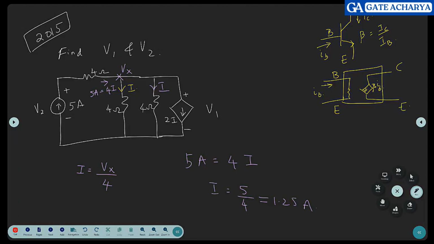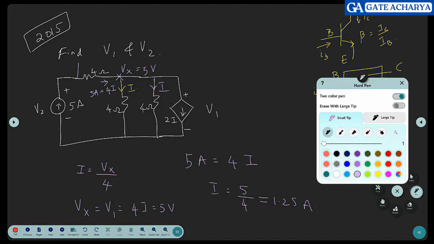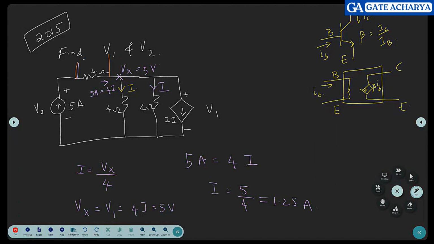So how about, I think you have got the answer. What is I? I is 1.25. So Vx is also equal to V1 equal to 4 times I, which is 5 volts. What is V2? So Vx is 5 volts. What is the potential drop across this resistor?